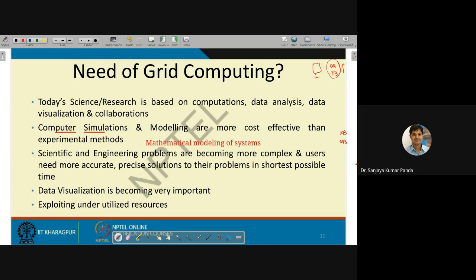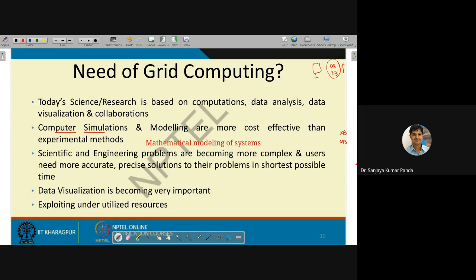Similarly, computer simulation and modeling are more cost effective than experimental methods. You know that in physics and chemistry labs you have done some experimentation. You are dealing with real instruments and real chemicals, so it is costly. But simulation can be done with the help of software, by creating a virtual environment. So simulation is a cost-effective solution compared to experimentation. Once you succeed in the simulation, then you can look at the experimental perspective. That's why most of the tools we use provide simulation, not experimentation.